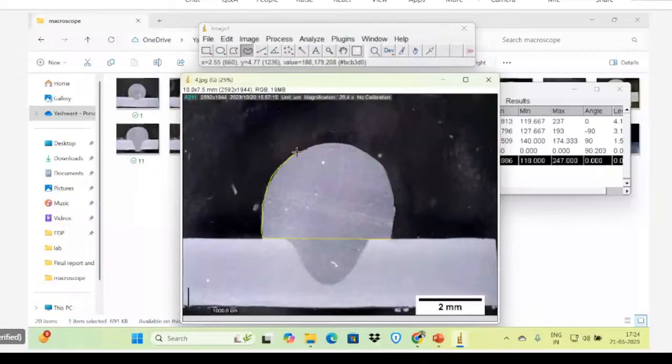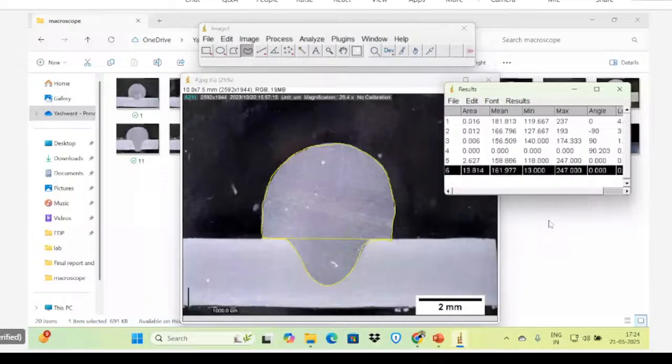So complete bead we have to capture, and the penetration area also. So full bead we have to capture. So we can leave that and then Control M again. So now you can see the area is coming out to be 13.814.